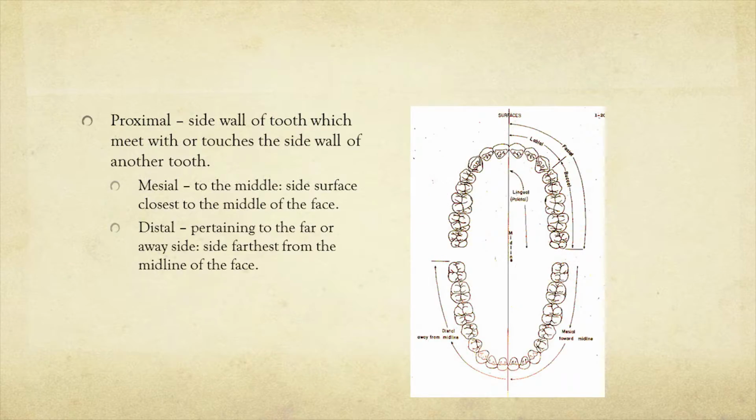And teeth also touch each other. The areas which are touching each other are called the proximal surfaces, and we keep the midline as the reference. Anything towards the midline is called the mesial proximal surface, and anything away from the midline is called the distal proximal surface.